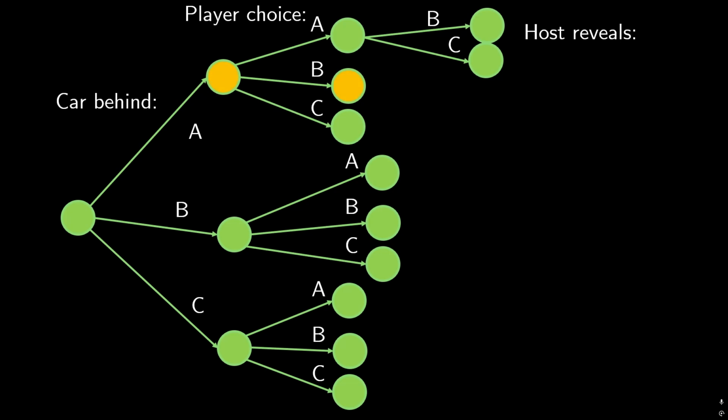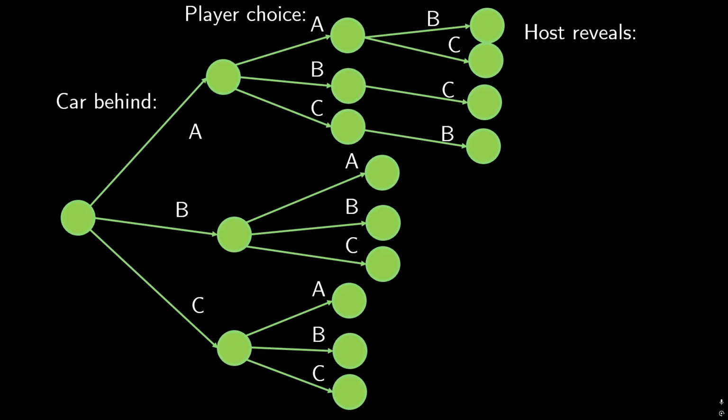Okay, on the other hand, if the car was behind door A and we chose door B instead, then the host has to pick either door A or door C to reveal, but because door A has the car, the host is forced to reveal door C. Very similarly, if the car was behind door A and we chose door C, the only door that the host is allowed to reveal is door B. Okay, because the host cannot open our door and the host cannot open the car door, so the host must open the other door.